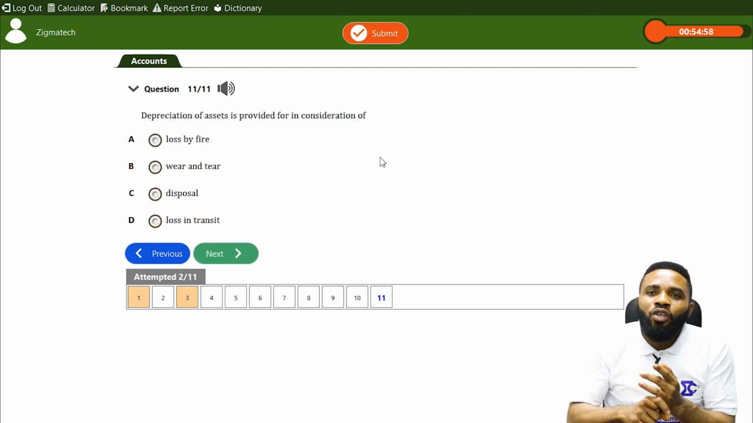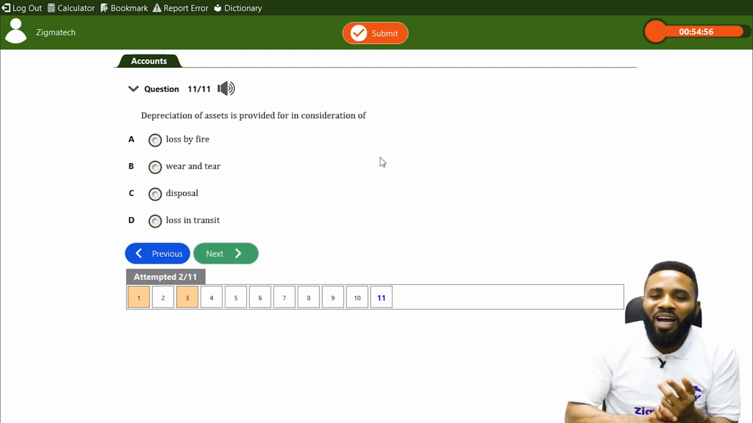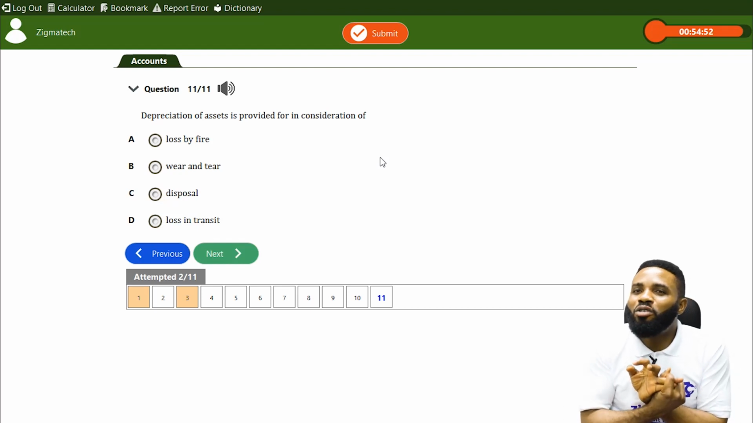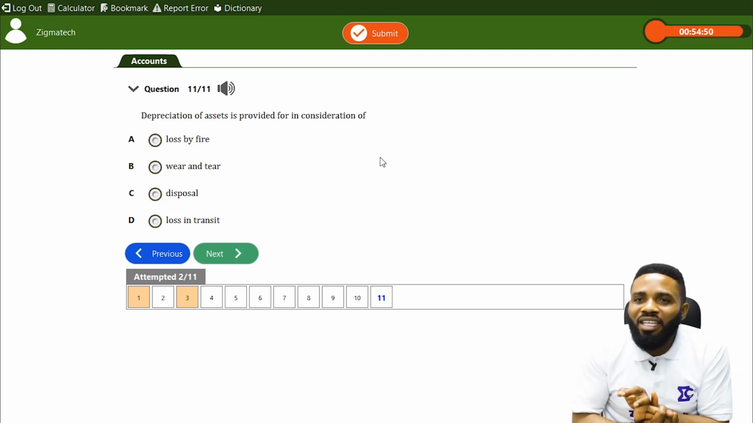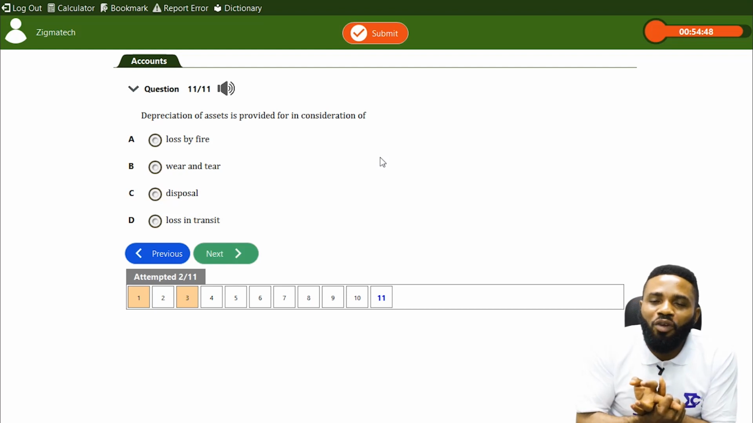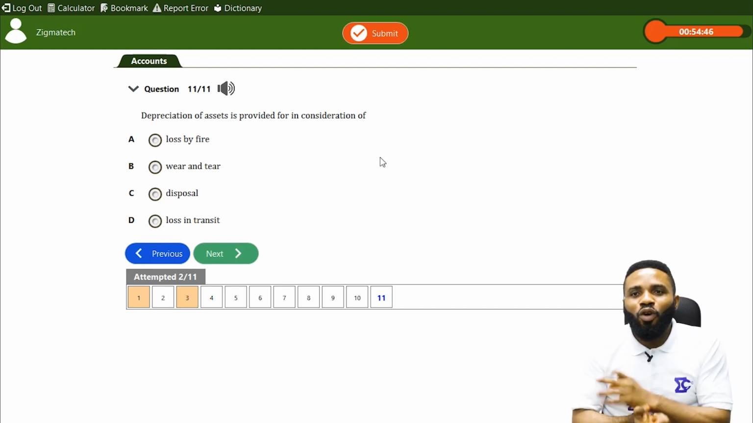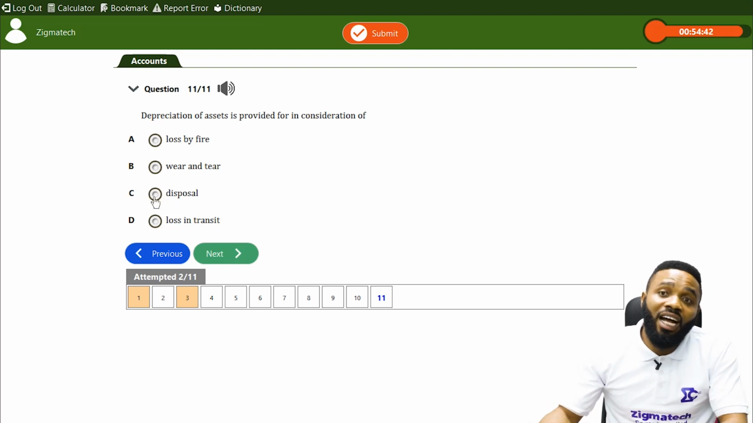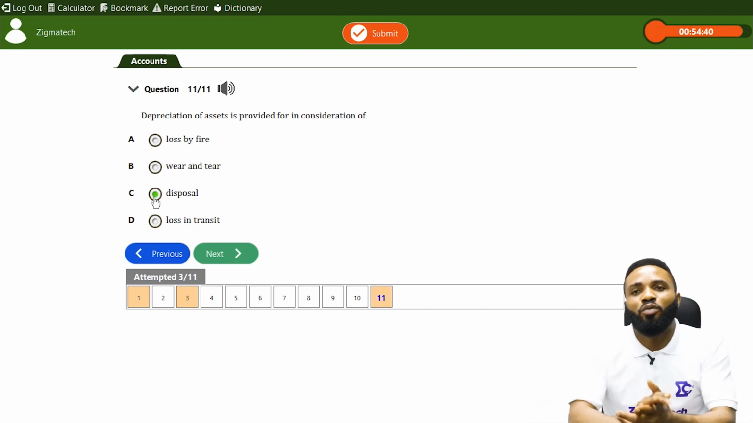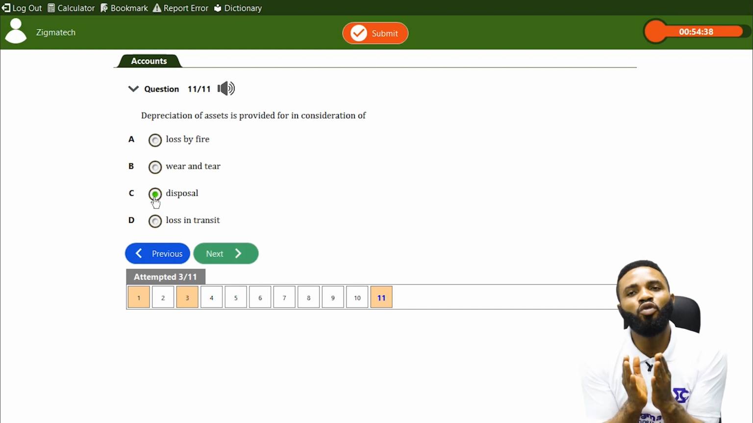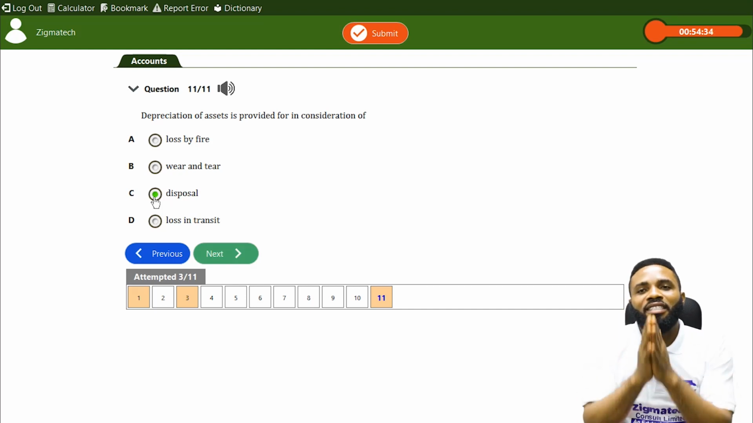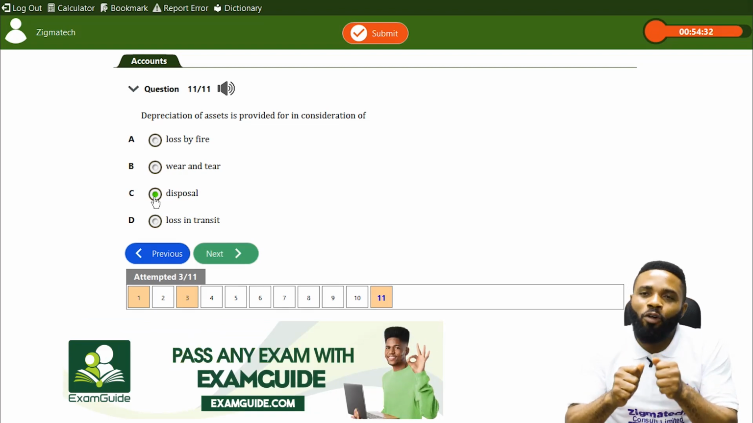First of all, they say A is loss by fire. It cannot be loss by fire. It cannot be wear and tear, and it cannot be loss in transit. So the answer here is C, disposal. What do we call disposal of asset? Disposal of asset is simply the sale of an asset.